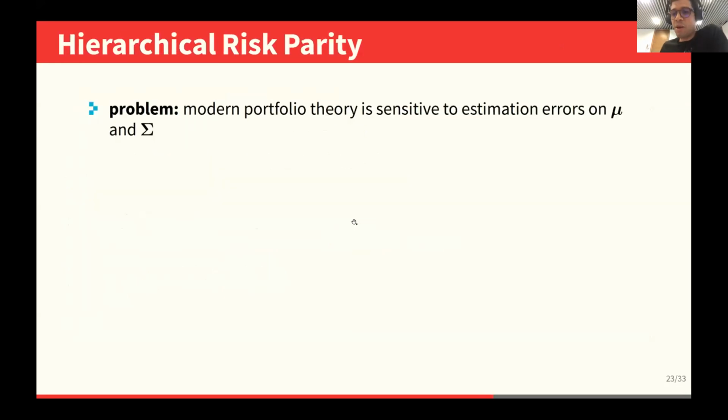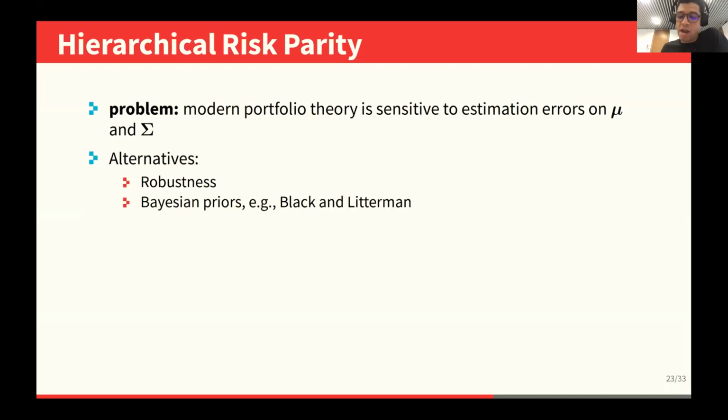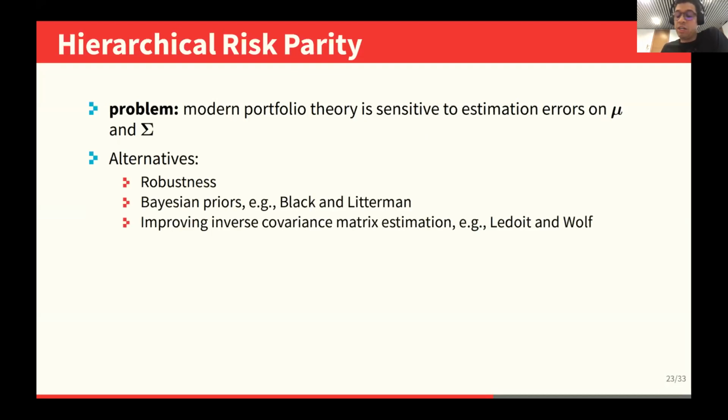So basically, the hierarchical risk parity idea became famous because, well, we know that modern portfolio theory is sensitive, right, to estimation errors of mu and sigma, as we already know. But there are some alternatives, like robust portfolios, as you've seen in the last class, or Bayesian priors, or improving the estimators of the covariance matrix, like using Ledoit-Wolf, for example.